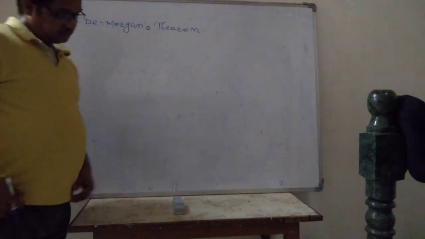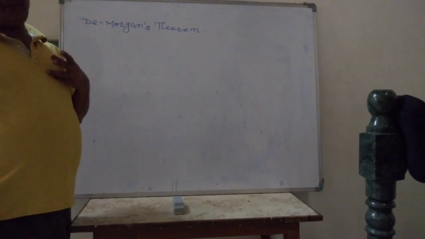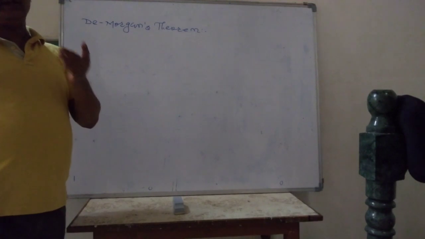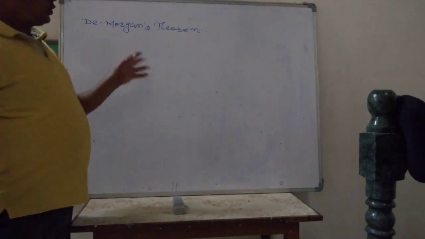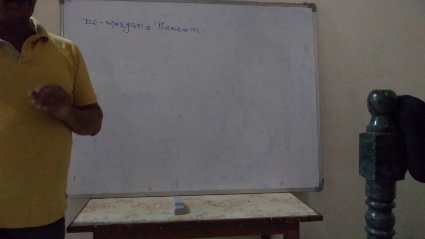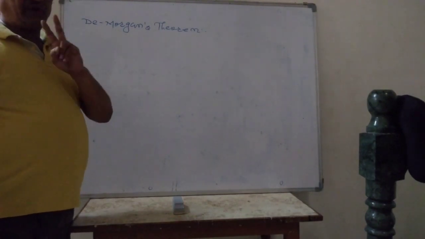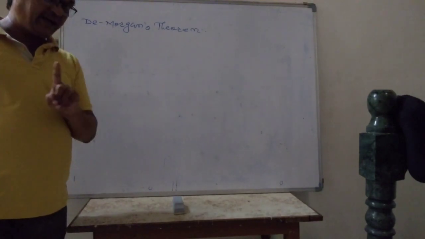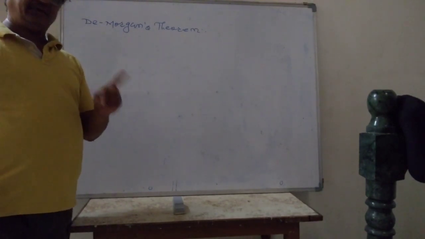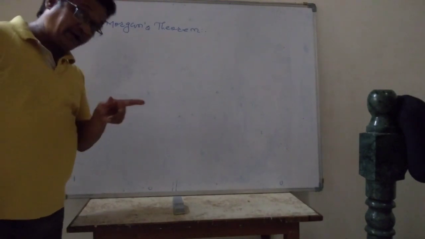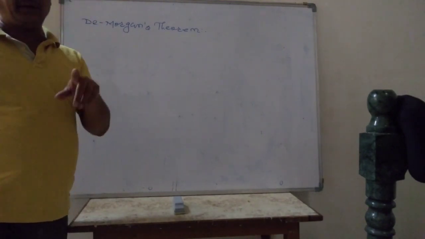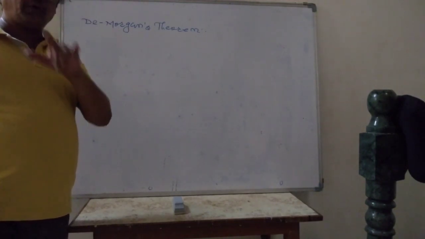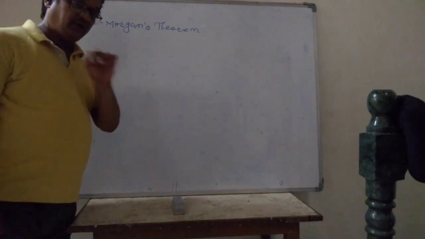Now let us study how we can implement NOT gate, AND gate, OR gate using NAND and NOR. I have told you why NAND and NOR are known as universal gates, because using these two gates we can implement any other gate. So we will try to implement the output of NOT gate, AND gate and OR gate using NAND gate, and at the same time NOT, AND and OR using NOR gates. So using NAND and NOR we can obtain the output of any other gate. So these two gates are known as universal gates.